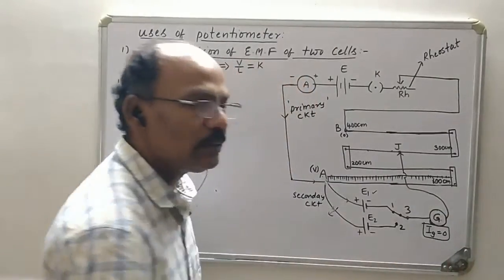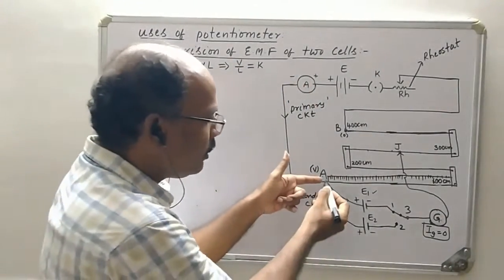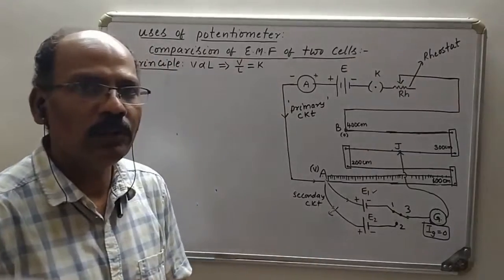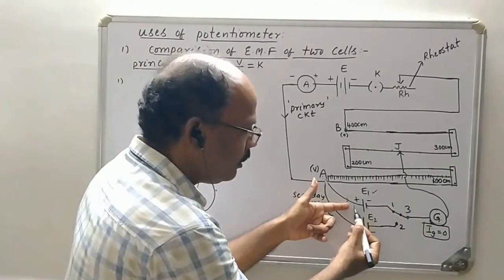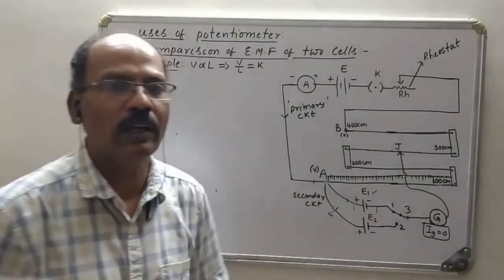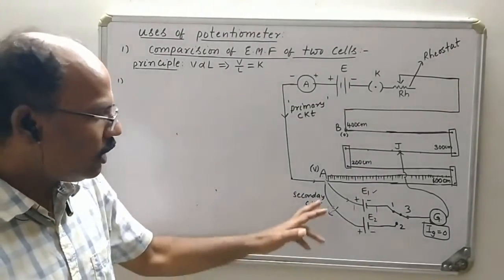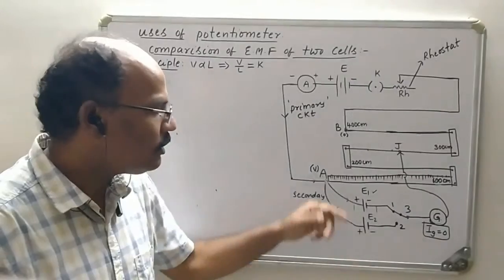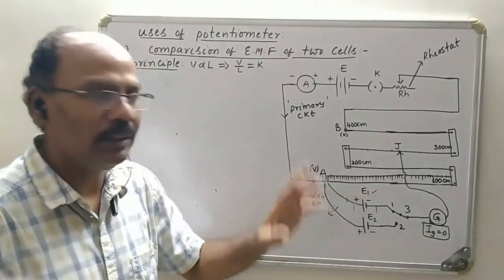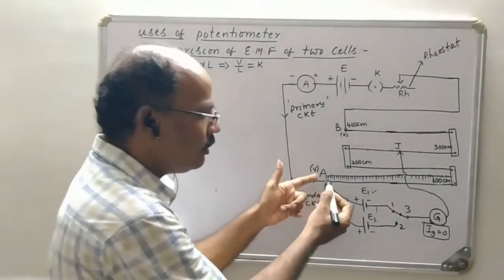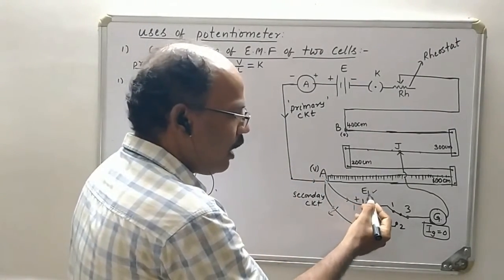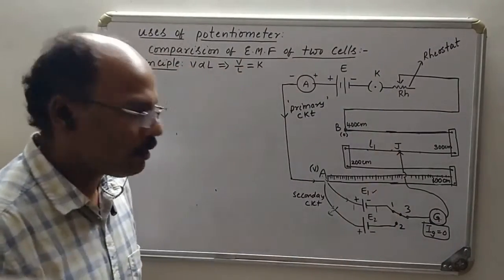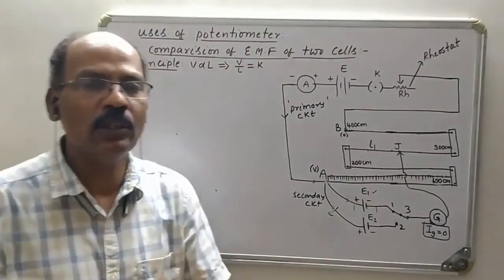Then we can say that the potential drop across the wire between A and J is equal to the EMF of the cell having value E1. Clear? So the potential drop across the length of the wire between AJ is equal to the EMF of the cell E1. The balancing length for the EMF E1 can be represented as, let us say, L1, where the current passing through the galvanometer is equal to 0.